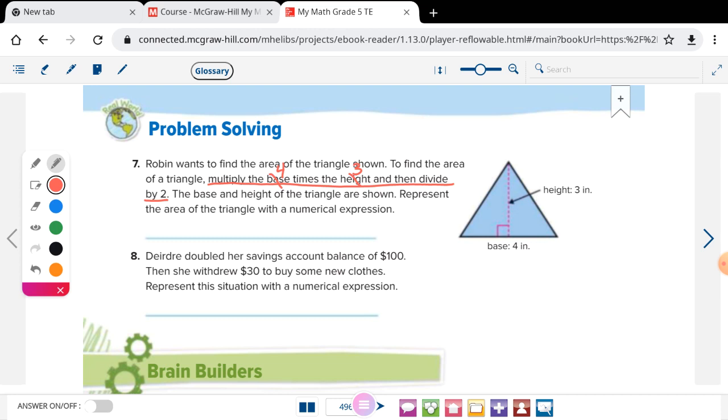4 times 3 divided by 2. What should I add into that? Parentheses around the 4 and the 3.